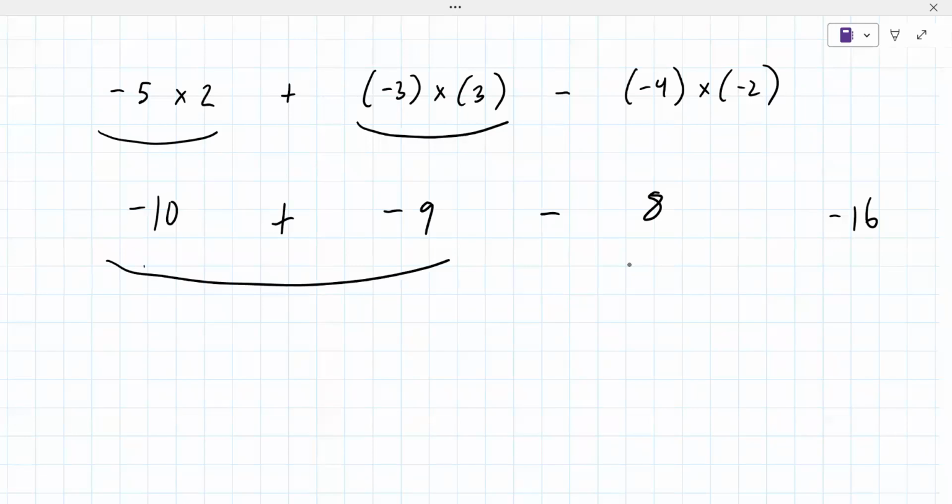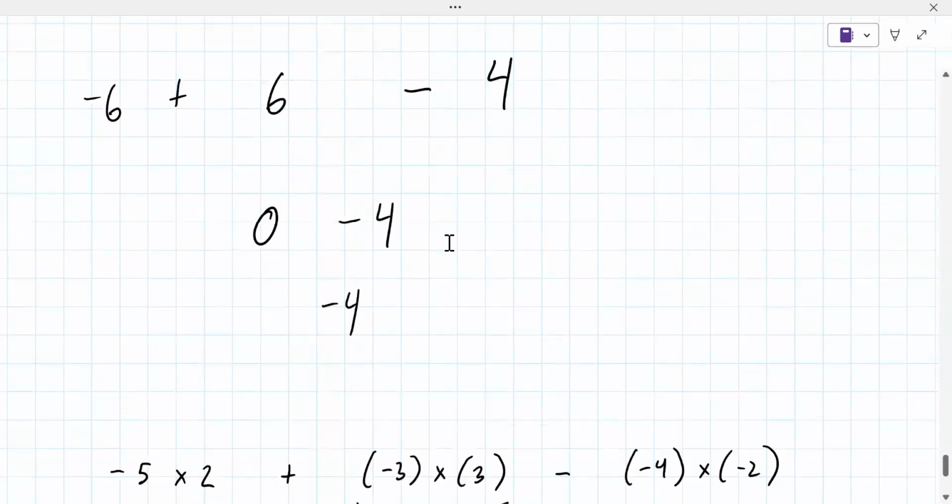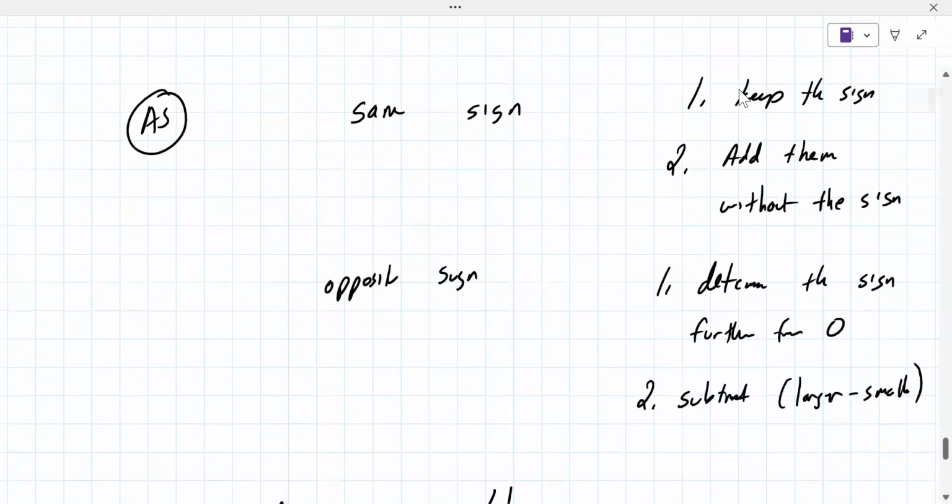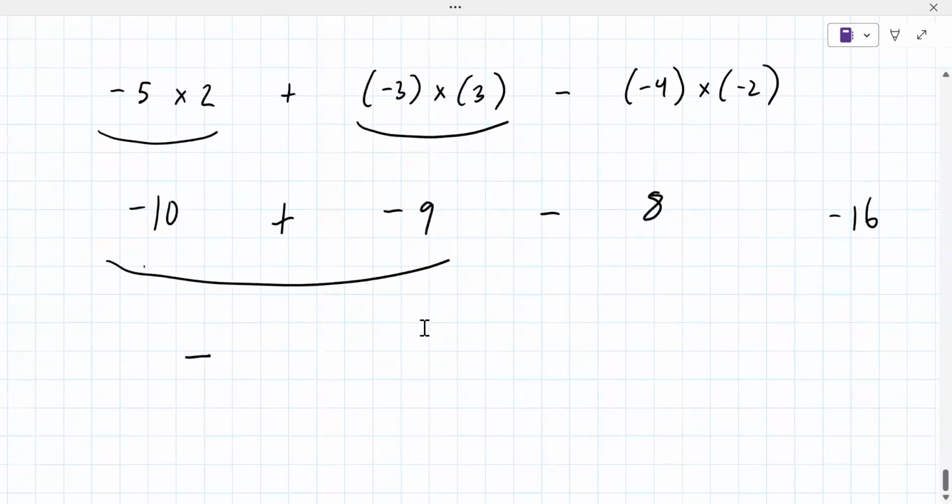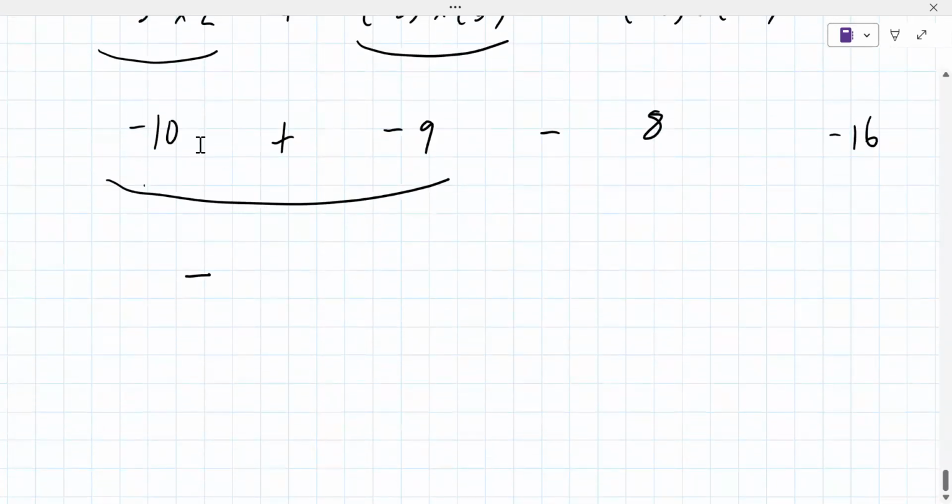So now let's try this. -10 plus -9. What does that become? +19. Okay, so when you're adding and subtracting, these are the same sign. They're both negative. So wouldn't that turn into a positive? No, you've got to go back to your rules. If they're the same sign, you keep the sign, and then you add them without the sign. So you treat it as 10 and 9. You add 10 to 9. What does that become? 19. Good.